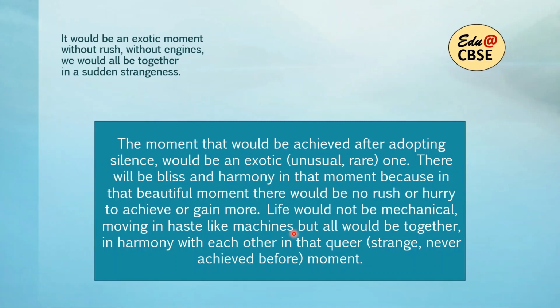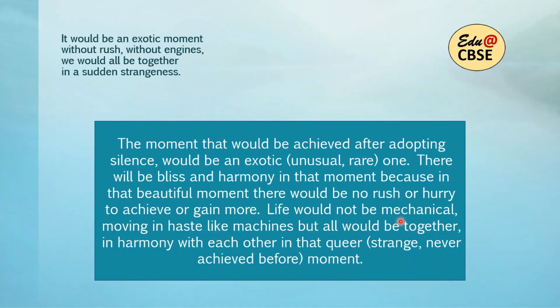So he says that in that moment which will be achieved, there will be no hurry, no rush, no running around. So it'll be a quiet moment of bliss. Life would not be mechanical, moving in a haste like machines, but all would be together. So during that moment, everyone would come together. There'll be harmony around. So people, they will walk like brothers. So in harmony with each other, and that queer means strange and never achieved before moment. So he says that in such a moment, never achieved before, what will happen?